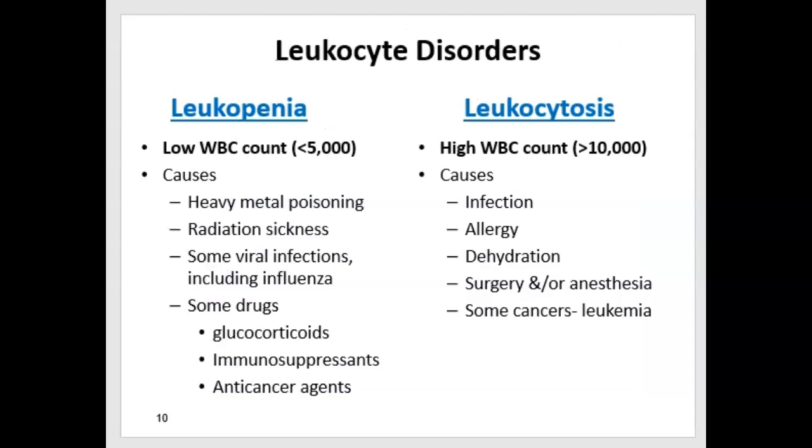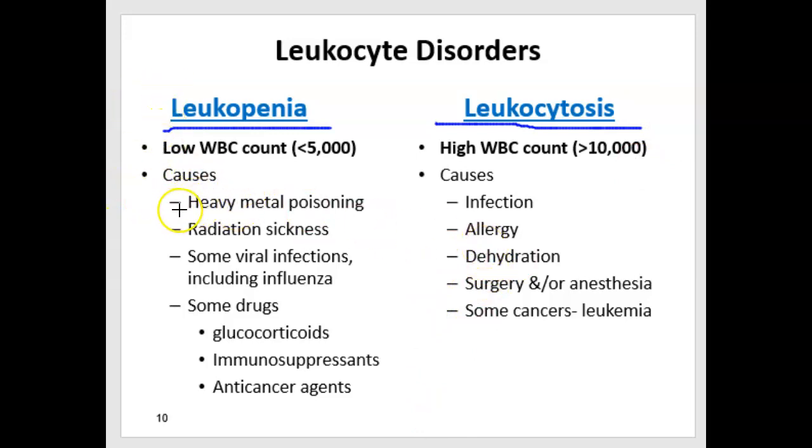Okay, let's look at some leukocyte disorders, just a couple. One is leukopenia, which means a low white blood cell count, and the other is leukocytosis, which is a high white blood cell count. What are some causes of low white blood cell count?